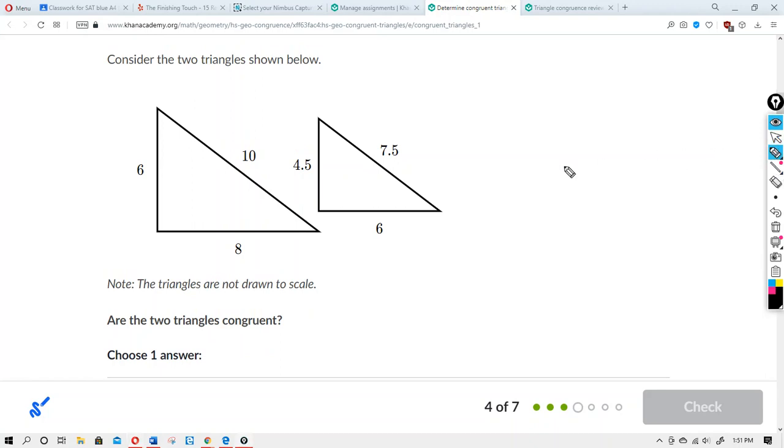Let's see. Here we have sides of 6, 8, 10. The other one has sides of 4.6, 4.5, 6, and 7.5. Only one side matches, the 6 and the 6. The other sides don't match. So these are definitely not congruent.